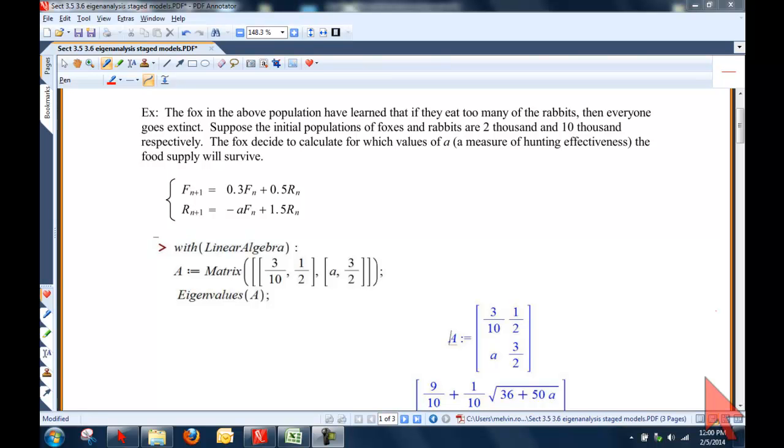This lesson is going to continue our discussion of what eigenvalues and eigenvectors tell us about systems of dynamical equations. And it will then also introduce something called staged population models coming out of Mooney Chapter 3.